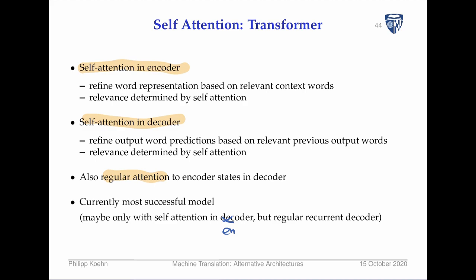Some experiments have shown that you get equally good performance if you have a regular recurrent neural network model in the decoder. More on that actually later.